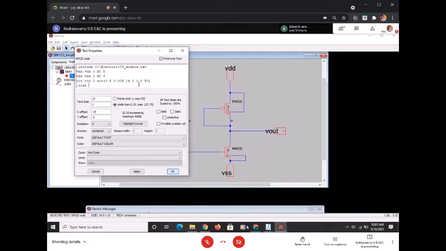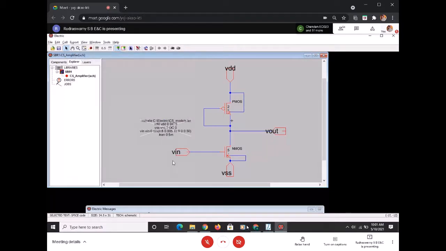Dot tran is from 0 to 5 milliseconds. So this is what will be my transient analysis now. Just say okay. You can see that it changes. Once again I repeat, VDD and VSS are defined. Previously Vin was DC because we were doing the DC analysis. Now it is the transient analysis. What is the input that I am giving? Input is the sine, and that is what I am defining.